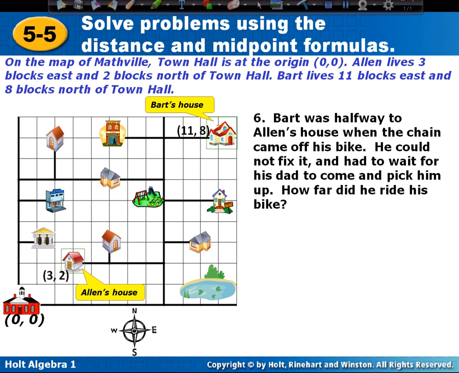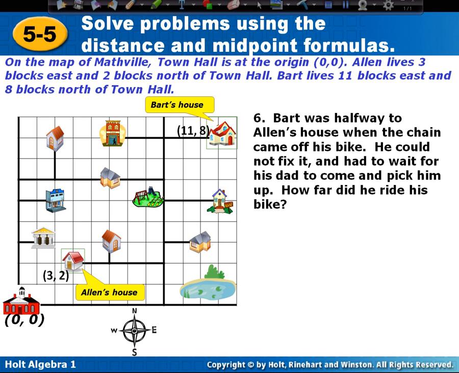All right, number 6 is kind of an extension of question number 5. It says, Bart is halfway to Alan's house when the chain came off his bike. He could not fix it and had to wait for his dad to come and pick him up. How far did he ride his bike? So he rode his bike halfway. We're trying to figure out how far is halfway.